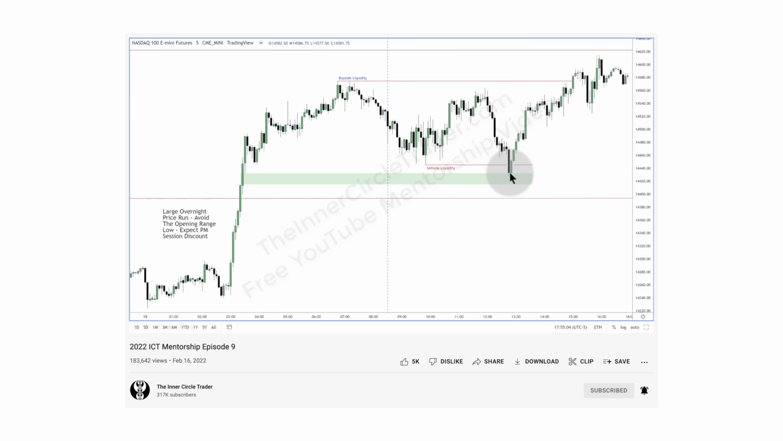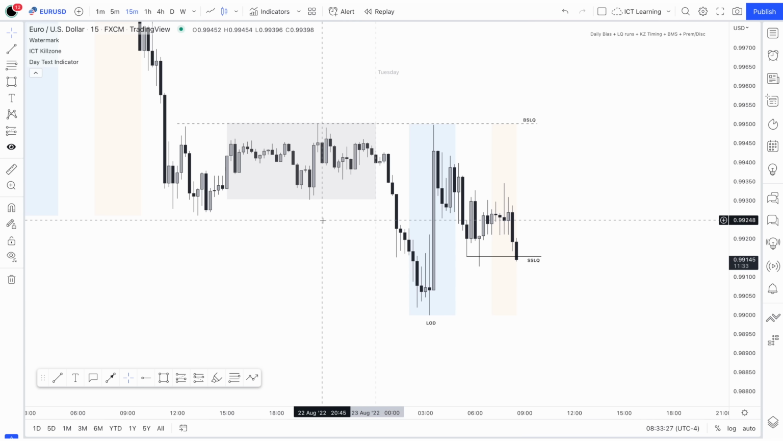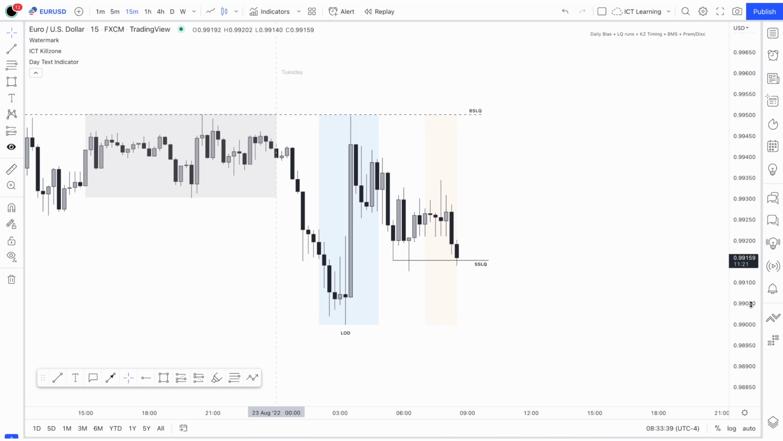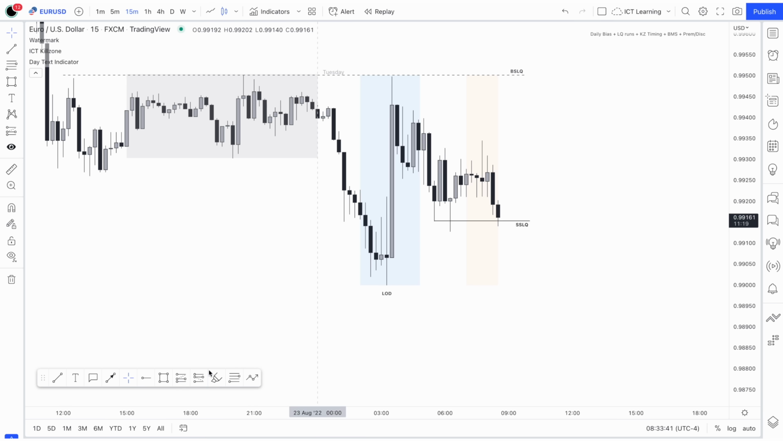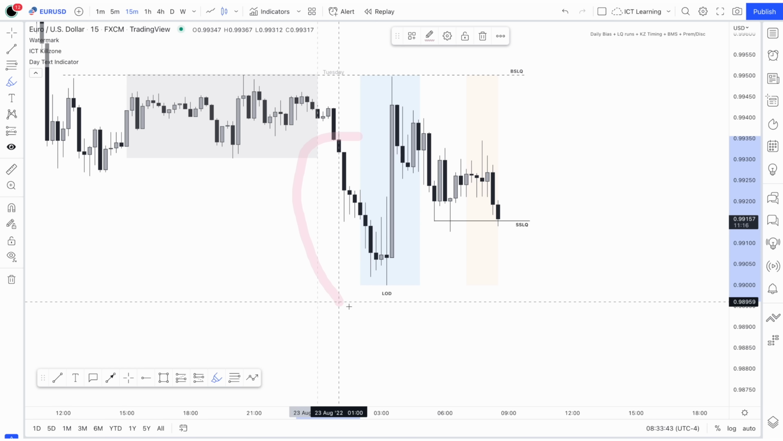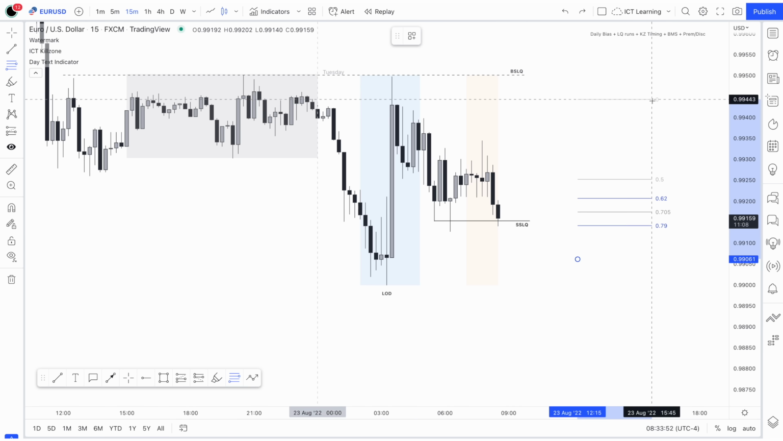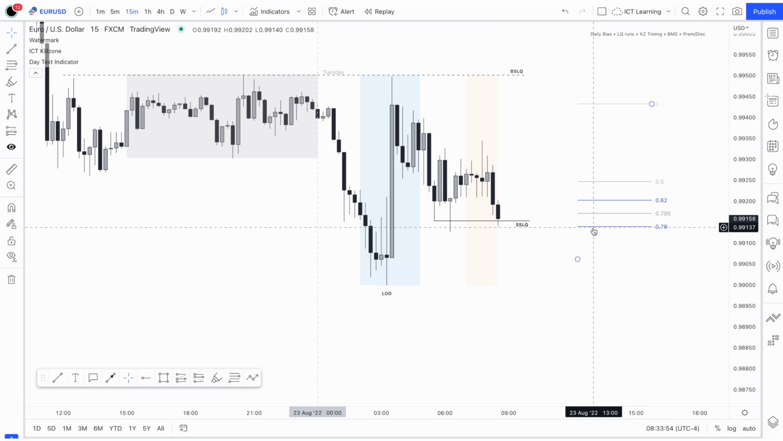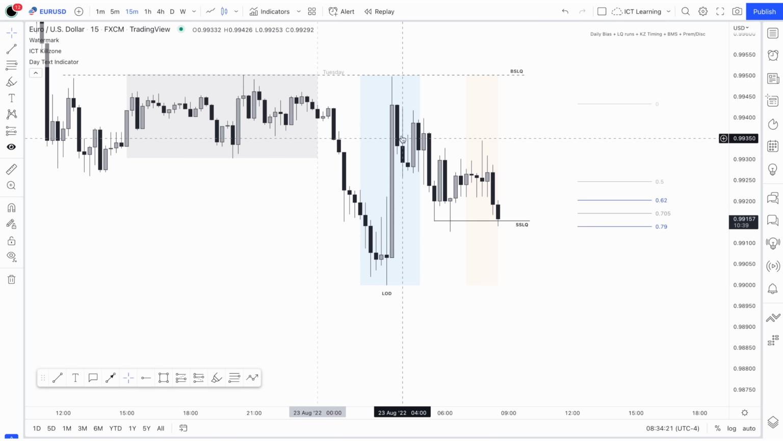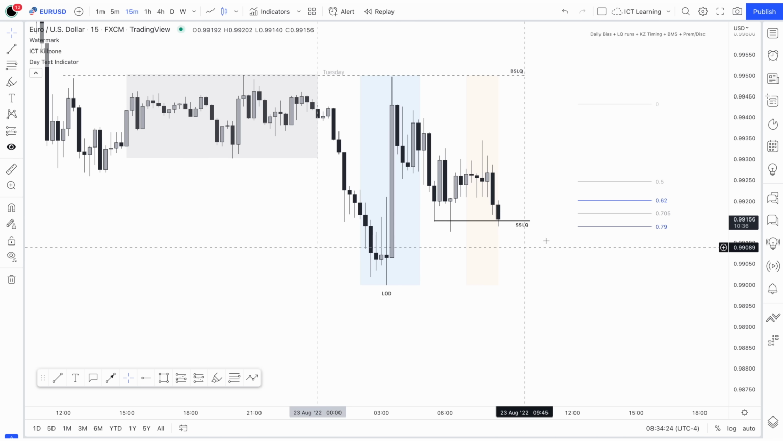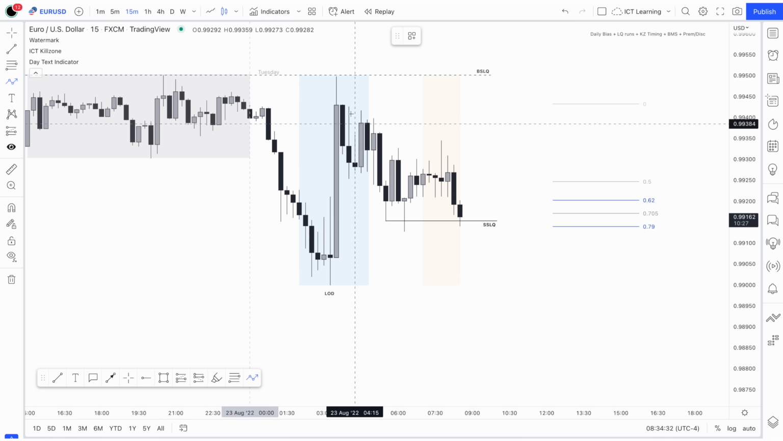That's engineering liquidity. Bear in mind, this is euro dollar. We have not been this low since, I believe, 2002. Now, back to what I was saying. All of this here, Judas swing. If I just take the fib tool, taking it from the open and close of the candle here, here we have our liquidity void. Here we have our sell side liquidity, especially since now we understand what's happening in London session.